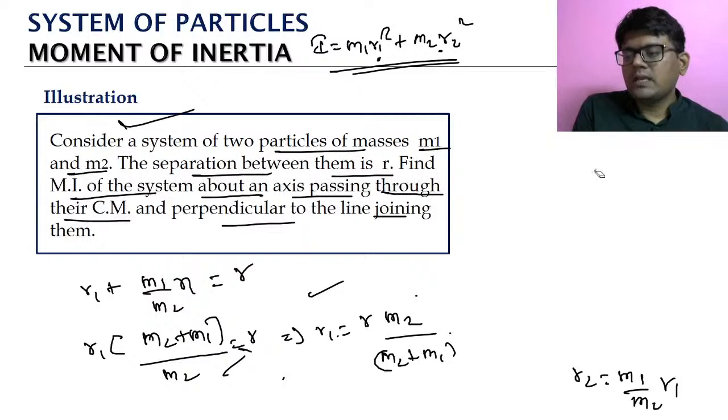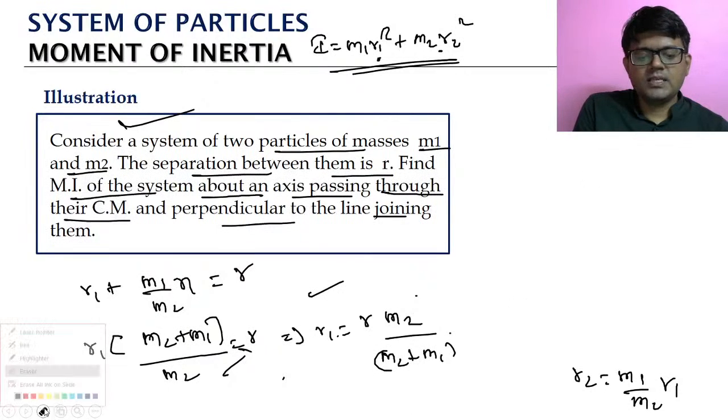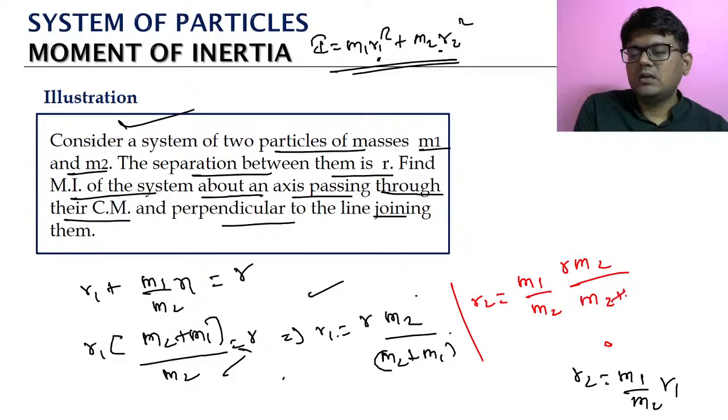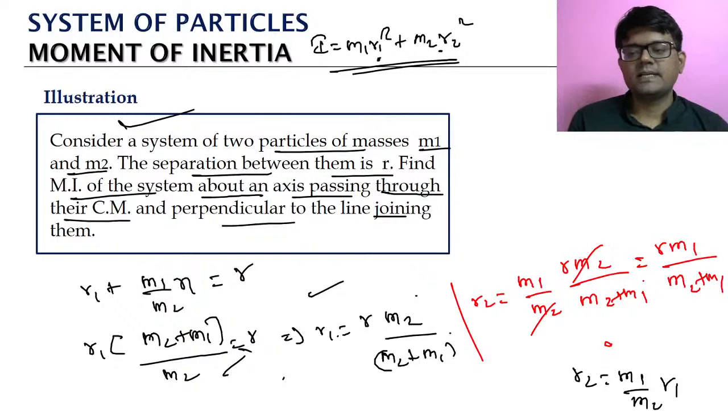From this r1 we can calculate the r2. Here is the formula, right? r2 is equal to m1 by m2 into r1, which is what? m2 cancels, so what is it? r times m1 by m2 plus m1. That is our r2 value.